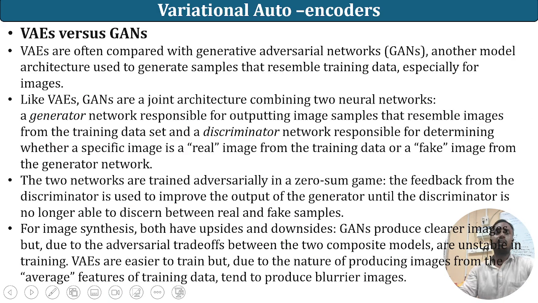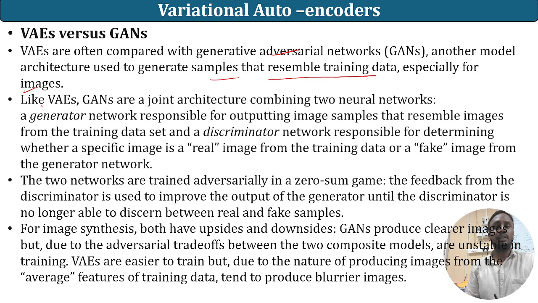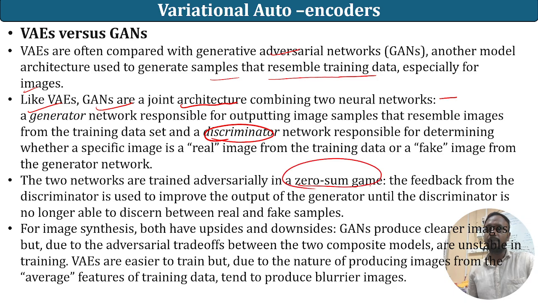So now we'll talk about the difference between the VAE and the GAN. VAEs are often compared with the generative adversarial network, another model architecture used to generate samples resembling training data, especially images. Like VAEs, GANs are a joint architecture combining neural networks: a generator network and a discriminator to classify. The two networks are trained adversarially in a zero-sum game. The feedback from the discriminator is used to improve the generator's output until the discriminator is no longer able to discern the fake samples.